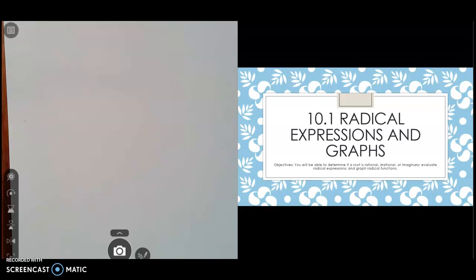Hi, welcome to section 10.1, Radical Expressions and Graphs. Hopefully by the end of this, you all will be able to determine if a root is rational, irrational, or imaginary. You'll be able to evaluate radical expressions and graph radical functions.